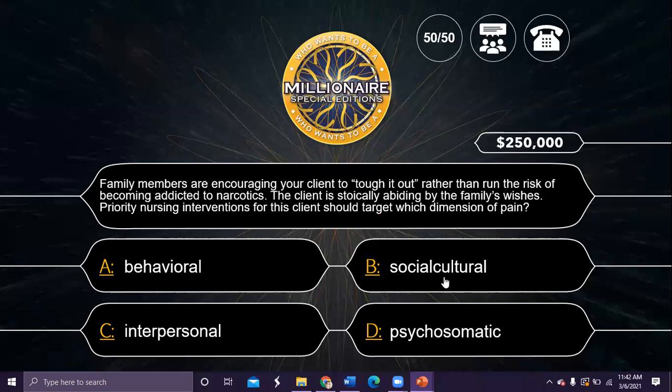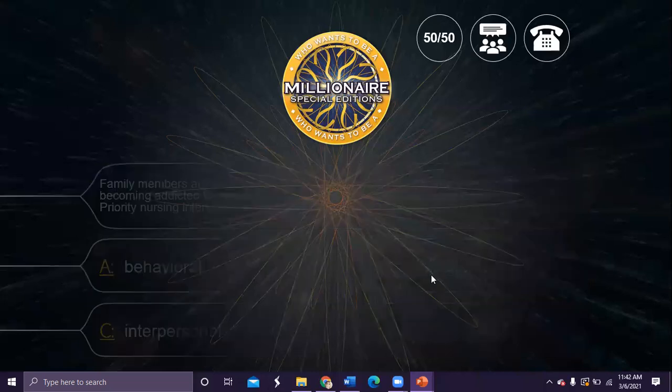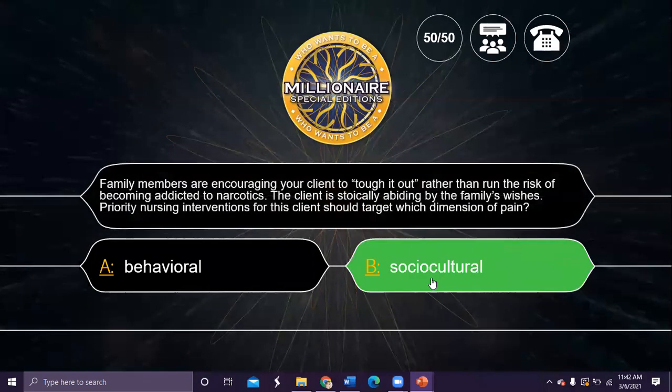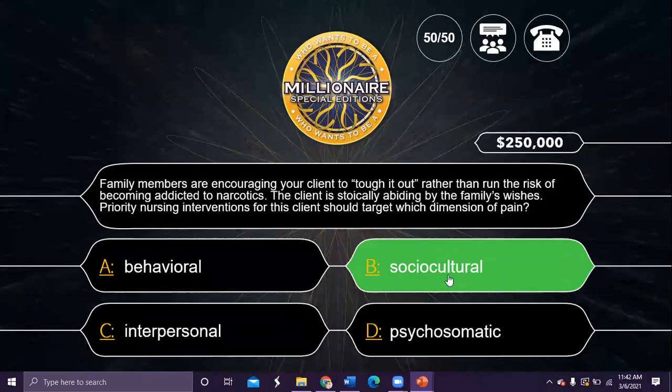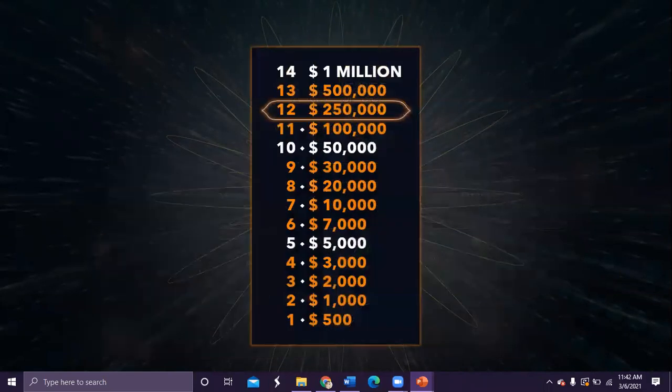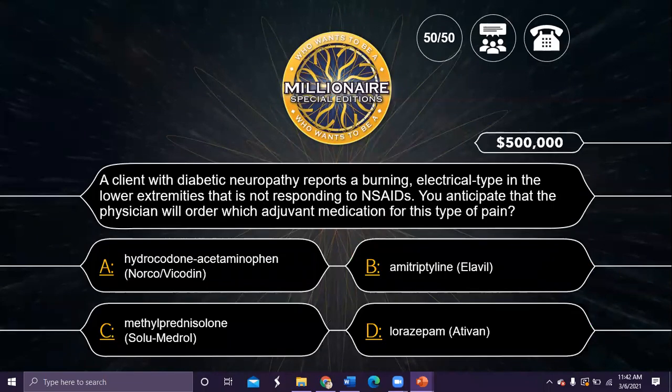It's going to be sociocultural. And I think that's supposed to be socio. Yeah, there it is. Sociocultural. Because it was common in that culture for them to be stoic, right? So there's some sociocultural component to that response.